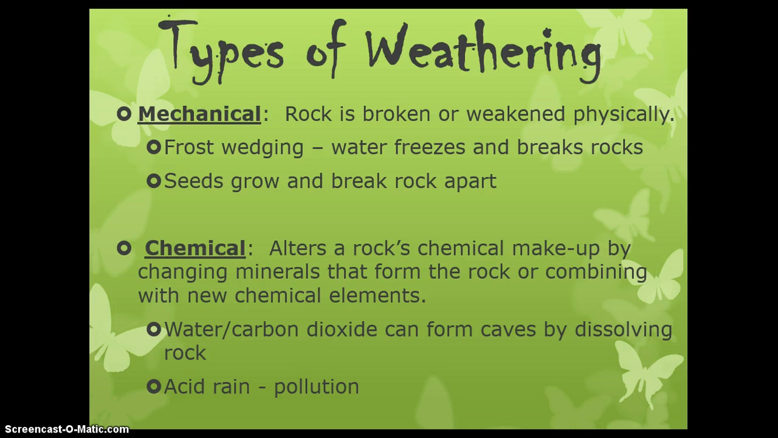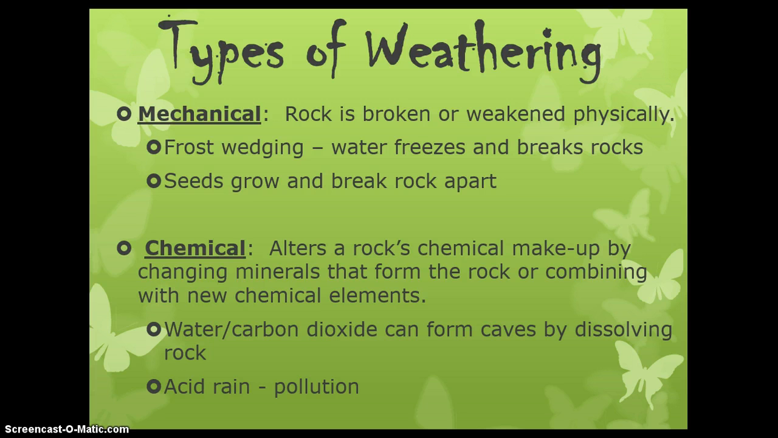Mechanical and chemical are the two types of weathering. Mechanical is that rock is physically broken down and weakened at the surface. Probably the two most common ways that we see this are frost wedging and seeds that might get into a crack of a rock and grow, and they start pushing that rock apart. Frost wedging is not seeds that get into the crack, but water. And when water freezes, it expands and pushes the rock apart.